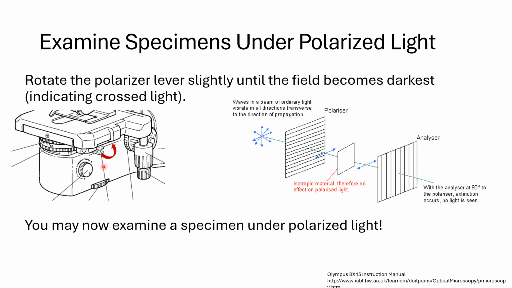And with the area of interest in focus, you then rotate the polarizer lever slightly until the field becomes its darkest. This indicates that your light is crossed, meaning the polarization plane of your polarizer is perpendicular with the plane of your analyzer, and thus no light is able to pass through. You may now examine your specimen under polarized light.